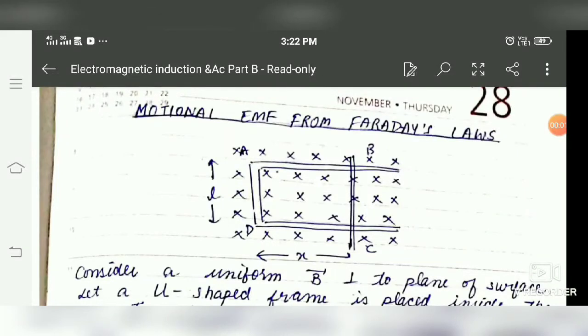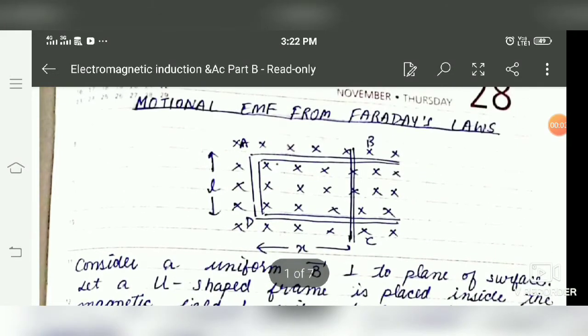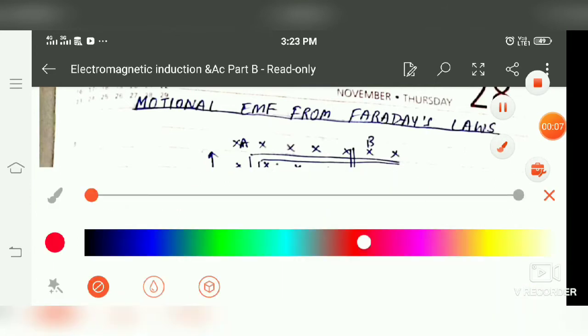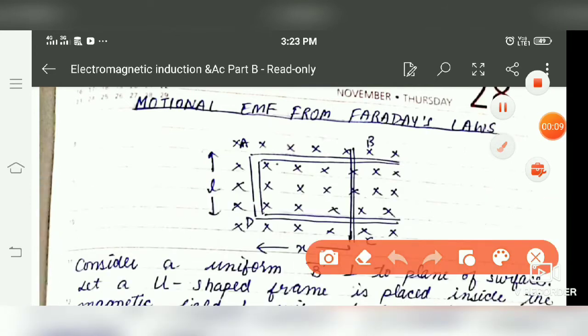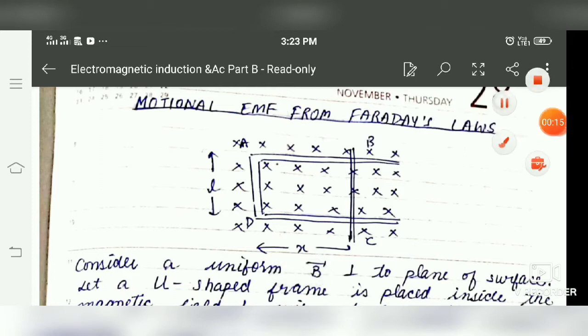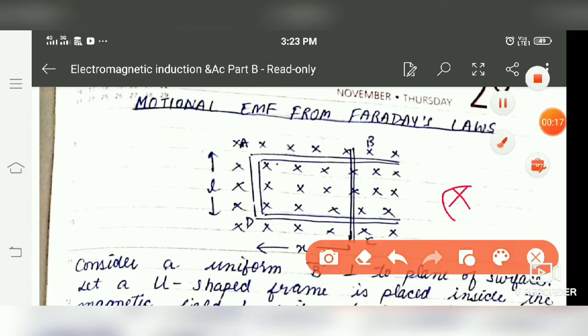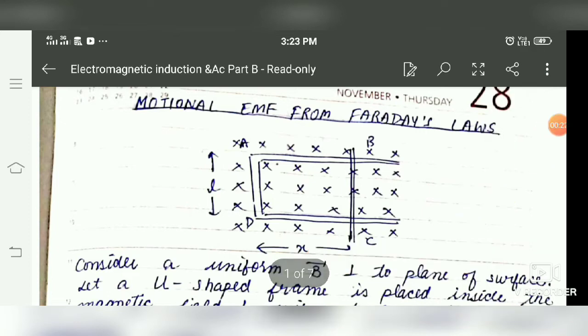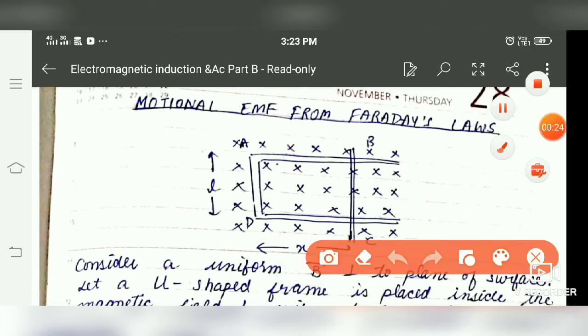Next is motional EMF from Faraday's law. It states that suppose we have a conductor with one arm moving. Let this arm be movable. This is the field. Cross means the field is inward the plane, and dot means the field is coming out of the plane. So the field is going into the plane.